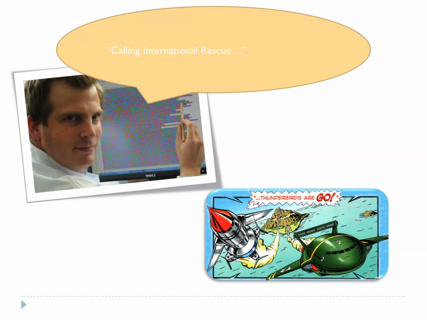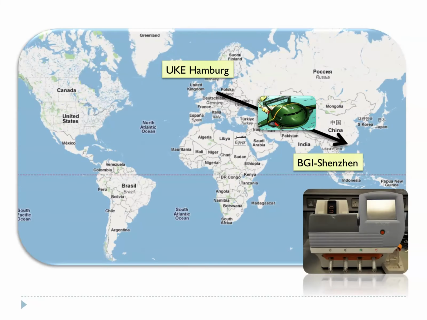Basically, what happened was that he managed to make a link with a Chinese postdoc, who then arranged for, not using Thunderbird 2, but using a conventional aeroplane, to take their isolate from Hamburg to BGI Shenzhen and sequence it on a new platform that had only just been launched, the Ion Torrent PGM. So BGI had one of these on trial, and they said, all right, we'll give it a go, and they sequenced it.